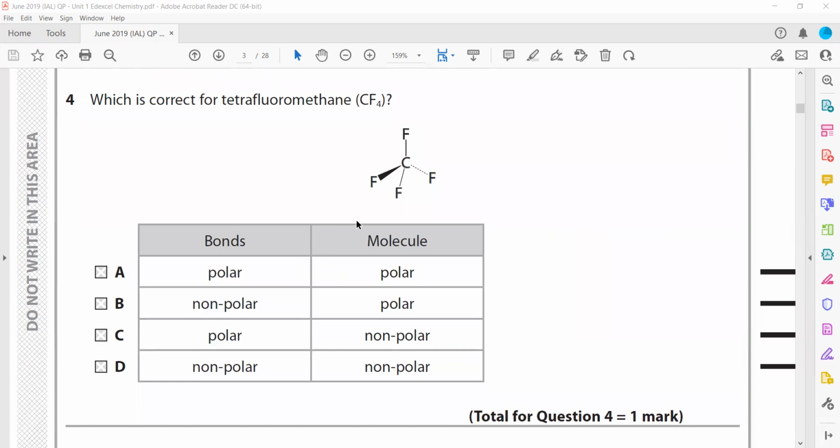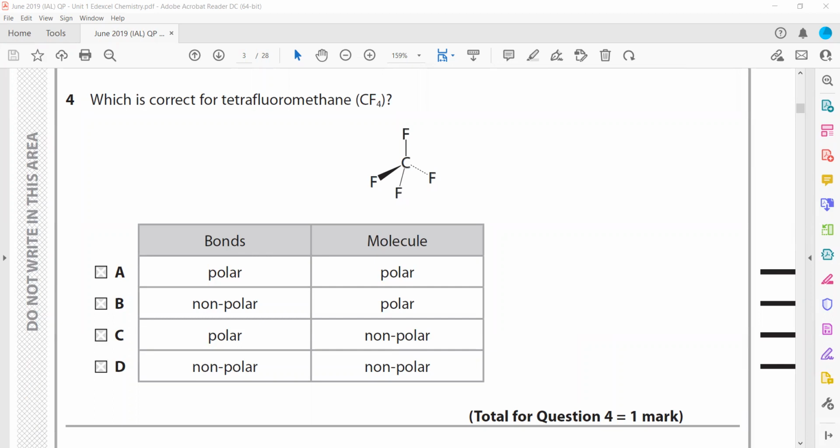Then question 4: which is correct for tetrafluoromethane? So what is correct for tetrafluoromethane? Look, what about the bonds? Whenever bonds are formed between two elements which have a difference in electronegativity, the bonds will be polar. And what about the molecule?